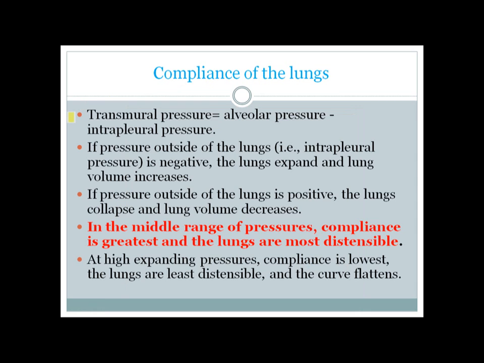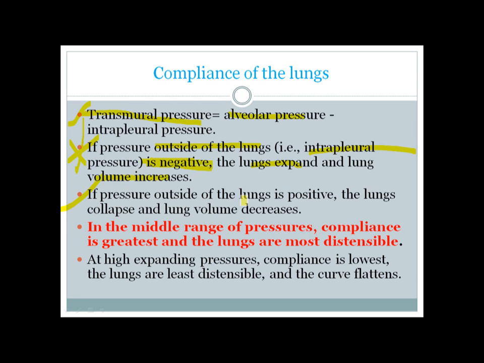For compliance, the most important pressure is transmural pressure, which is the alveolar pressure minus the interpleural pressure. If the pressure outside the lungs, meaning the interpleural pressure, is negative, the lungs will expand and lung volume increases, and this occurs during inspiration. When you are inspiring, you are pulling your diaphragm downwards, and you're also increasing the volume in your chest wall system. It increases the negative pressure inside the pleural cavity, which causes the lungs to expand and causes inspiration.